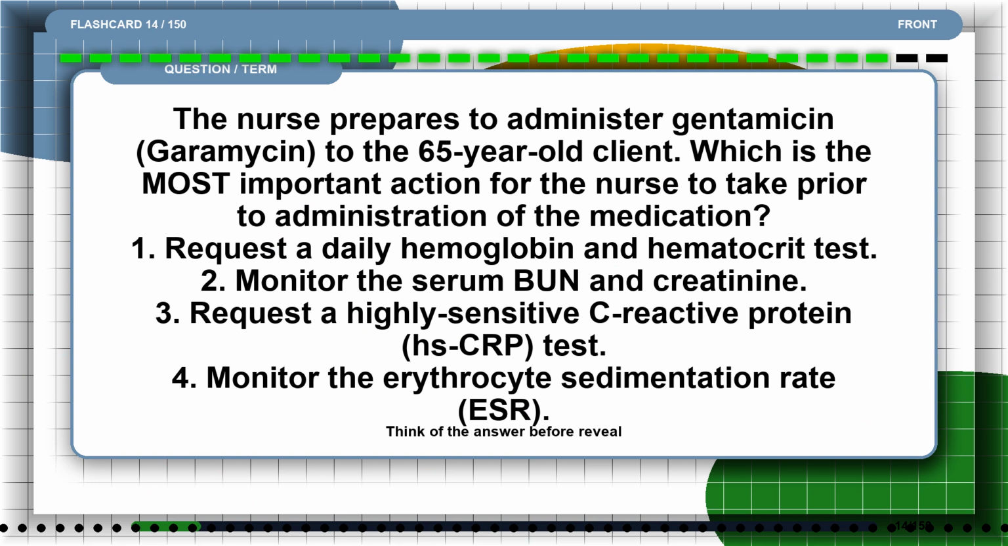Flashcard 14. The nurse prepares to administer gentamicin (Garamycin) to the 65-year-old client. Which is the most important action for the nurse to take prior to administration of the medication? 1. Request a daily hemoglobin and hematocrit test. 2. Monitor the serum BUN and creatinine. 3. Request a highly sensitive C-reactive protein (hsCRP) test. 4. Monitor the erythrocyte sedimentation rate (ESR). Think of the answer before the reveal.